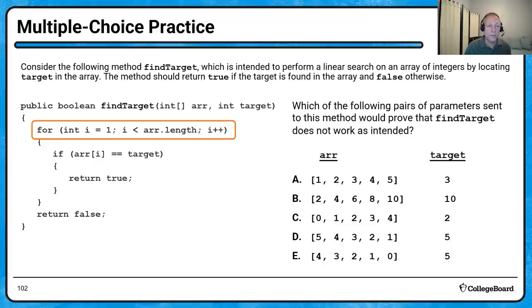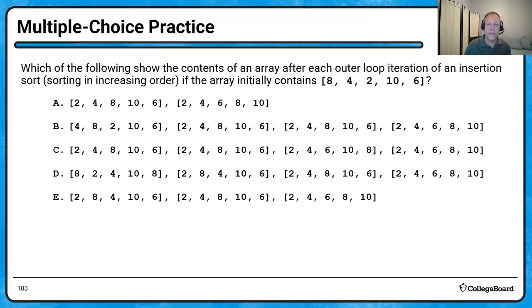How about this one? It says, which of the following shows the contents of the array after each outer loop iteration of an insertion sort? And we're going to be sorting in increasing order if the array initially contains 8, 4, 2, 10, 6. So Rob just talked about insertion sort. Remember how he said that it goes through and it picks out the next element, each element of the array, and it pulls it out, and then it scoots things down, right? It does the shifting. So the shifting is my inner loop.